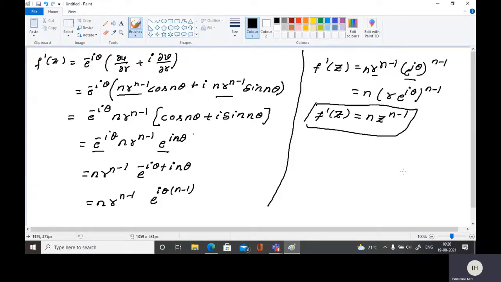We can verify our answer given f(z) is equal to z^n. If you do direct differentiation, f'(z) is equal to n z^(n-1). We got the same answer. Okay, this is a way we can prove the given function is analytic and we can find the derivative of it.